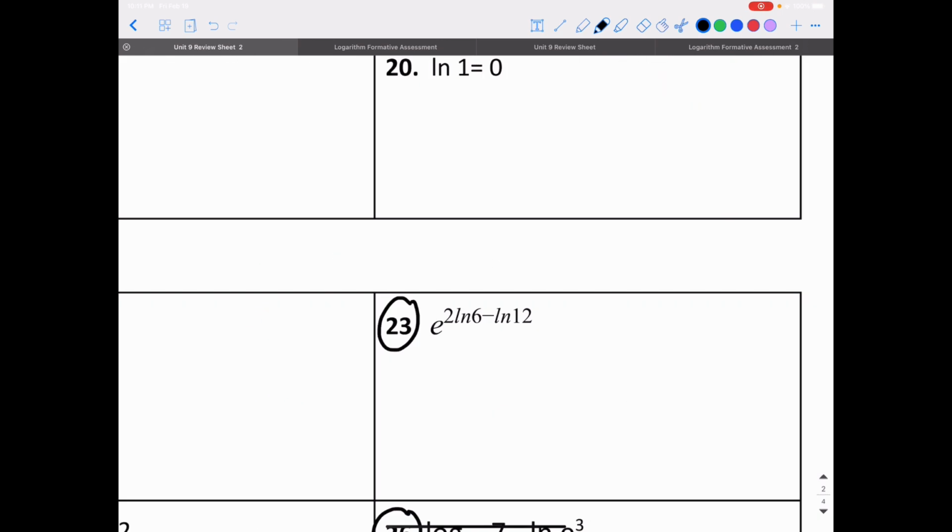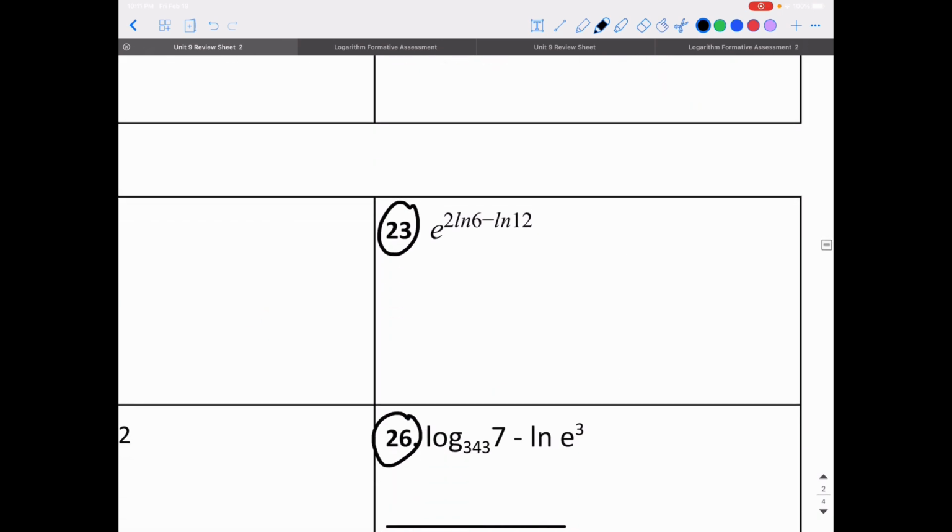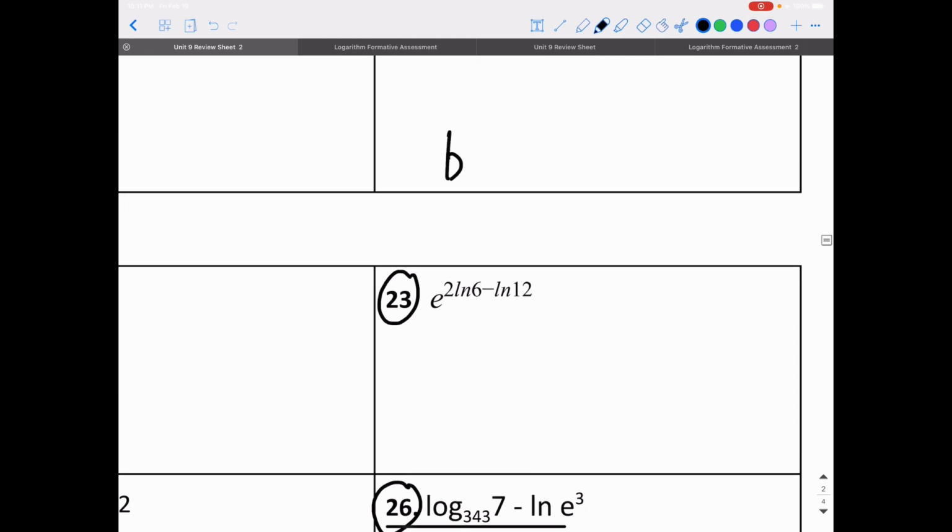For number 23, this looks like the property that says if I raise a base to a logarithm of that same base, then the answer is going to be whatever is inside the logarithm in the exponent. So if I have a base raised to an exponent logarithm that has the same base, the answer is going to be whatever's inside.